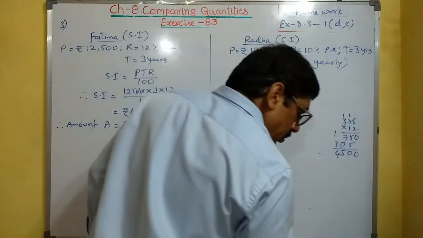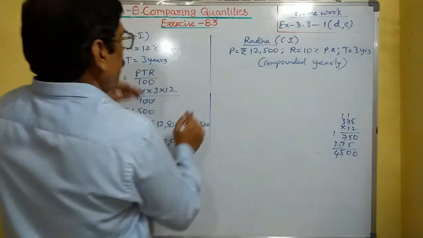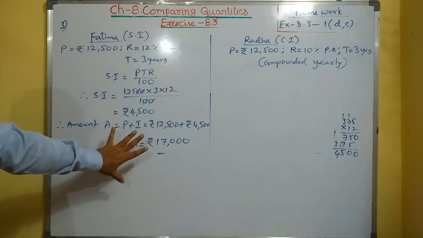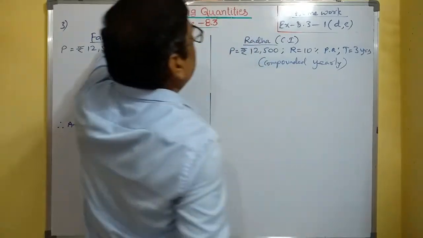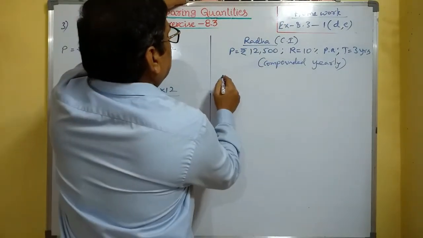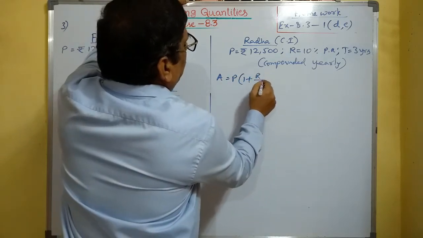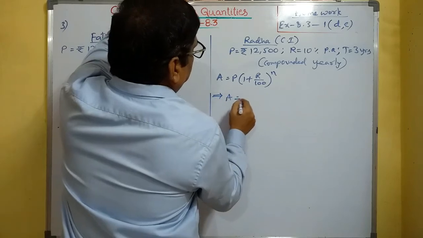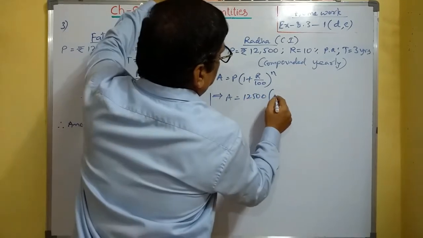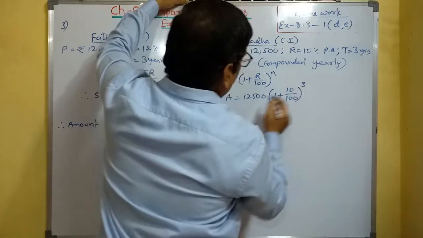Okay, now here we have to find. Actually, the amount is not necessary, I think. Let us see at the end of the problem. Here, let us find the amount to be paid by Radha. A is equal to P into 1 plus R by 100, whole to the power of n. A is equal to P value 12,500 into 1 plus 10 by 100, whole to the power of 3.